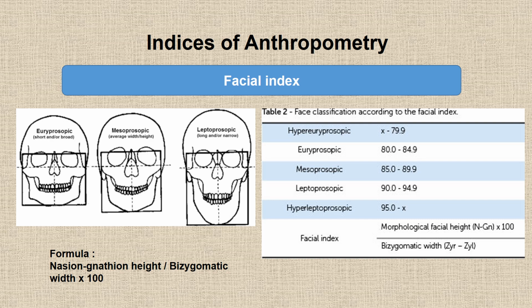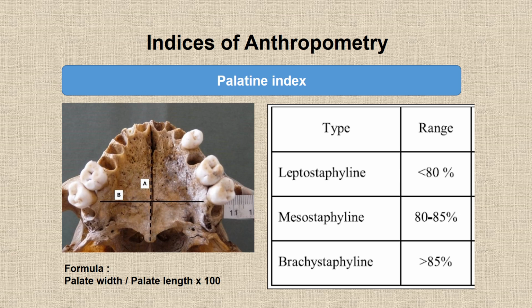Okay. The second index is known as the facial index. The formula for the facial index is the nasion height divided by the bizygomatic width times 100. Again, based on the measurement, it can be classified. The face can be classified into three or more groups. Okay, the third index is known as the palatine index, and the formula is the palate width divided by the palate length times 100.